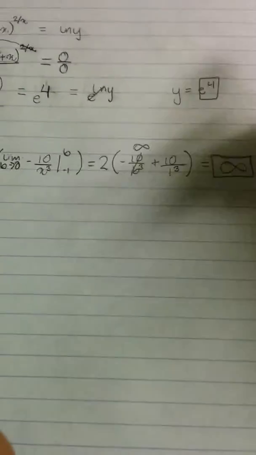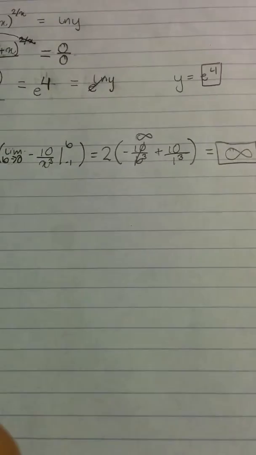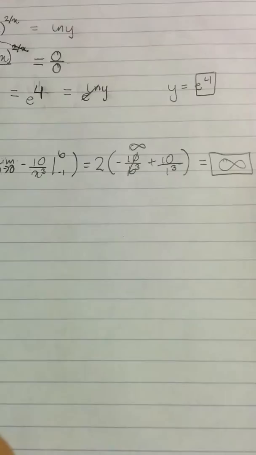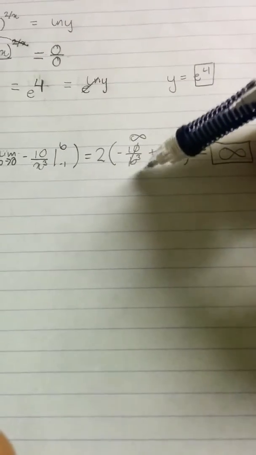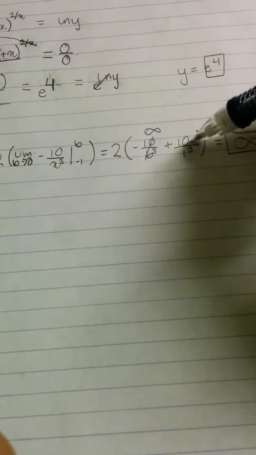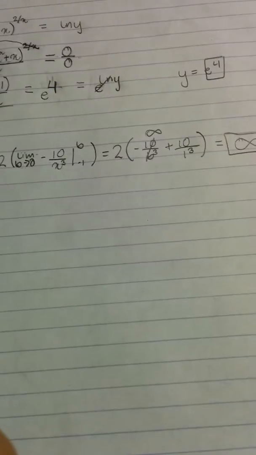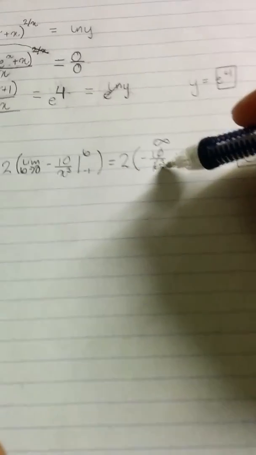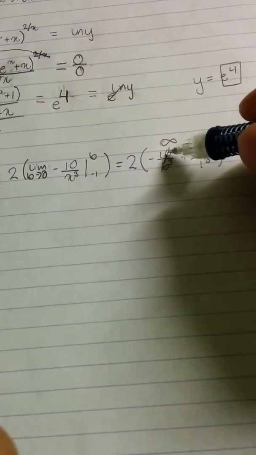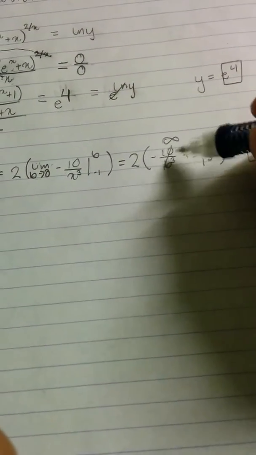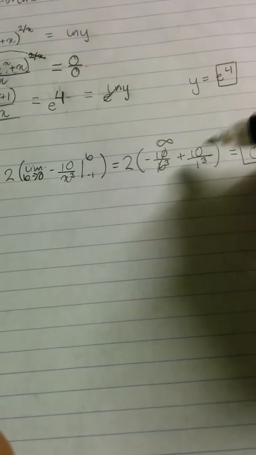On to the next step, we distribute this right there, and it'd be -10 over b cubed plus 10 over 1 cubed, which, if you see, since b goes to 0, it'd be a 10 over 0, which just tends to infinity, plus 10, all times 2, which is just infinity.